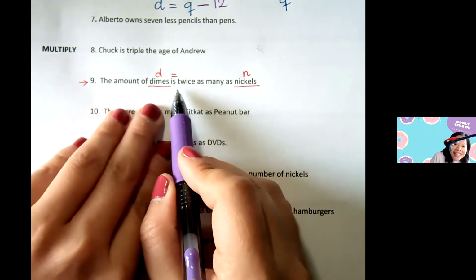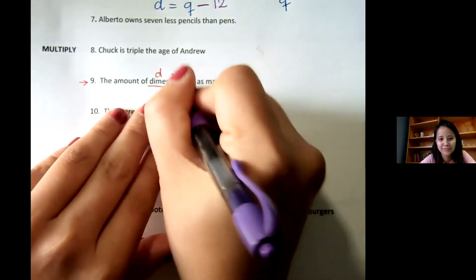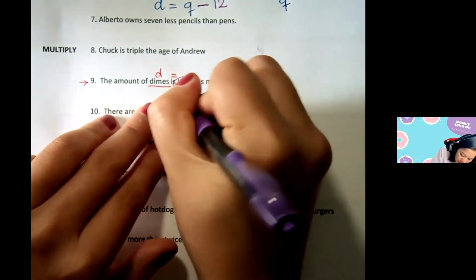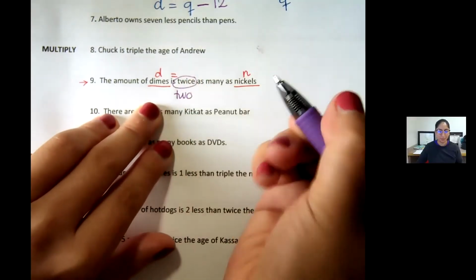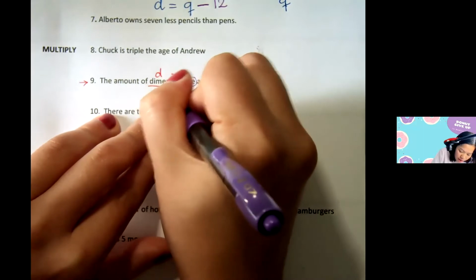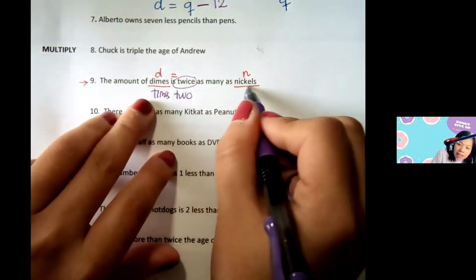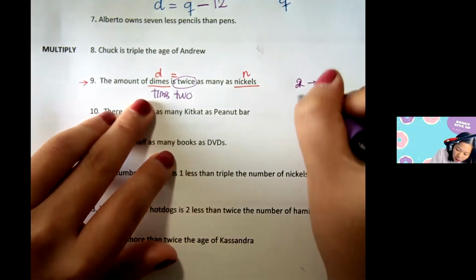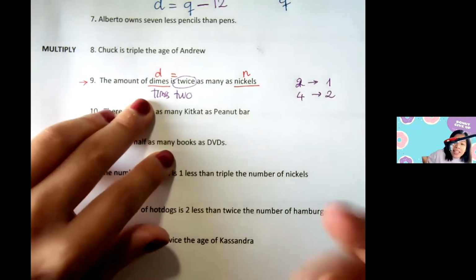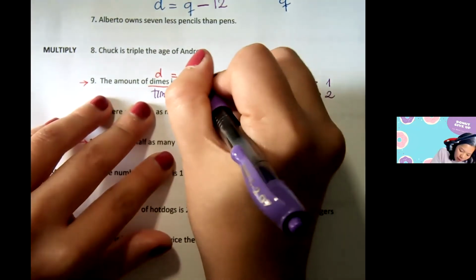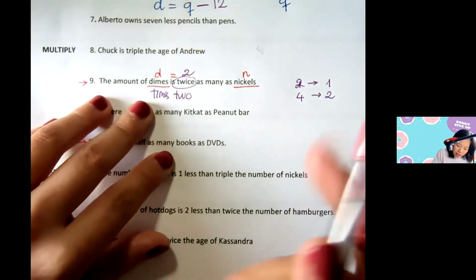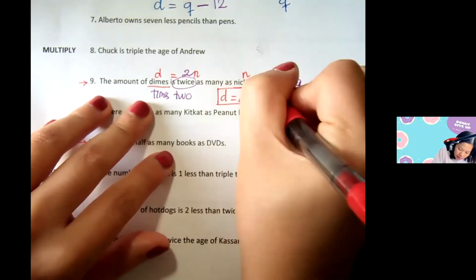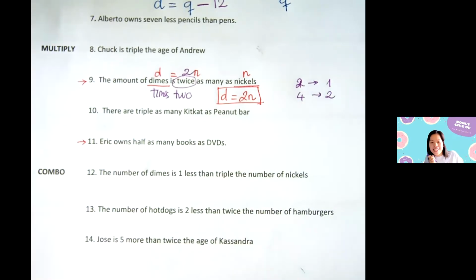Okay, now the next one is twice. What does twice mean, guys? 2 times. It's times 2, correct? It's multiplying by 2. And then there's twice as many nickels. So we have 2 dimes to 1 nickel, 4 dimes to 2 nickels. The number of dimes is double the number of nickels. So we can write right here, D equals 2N.